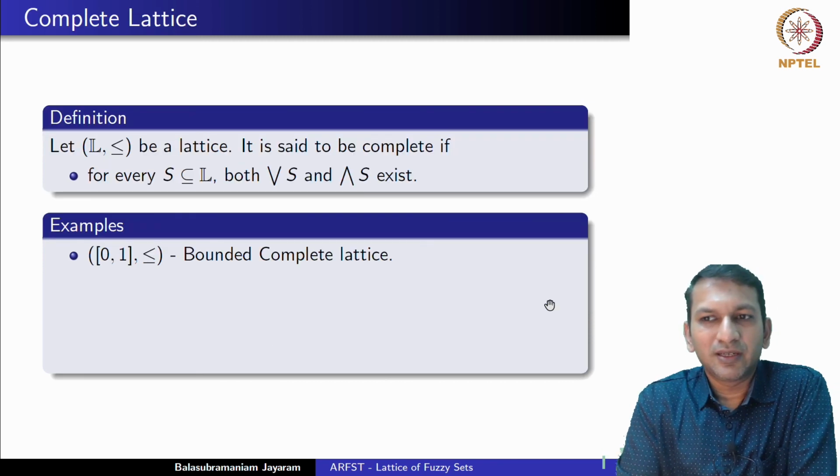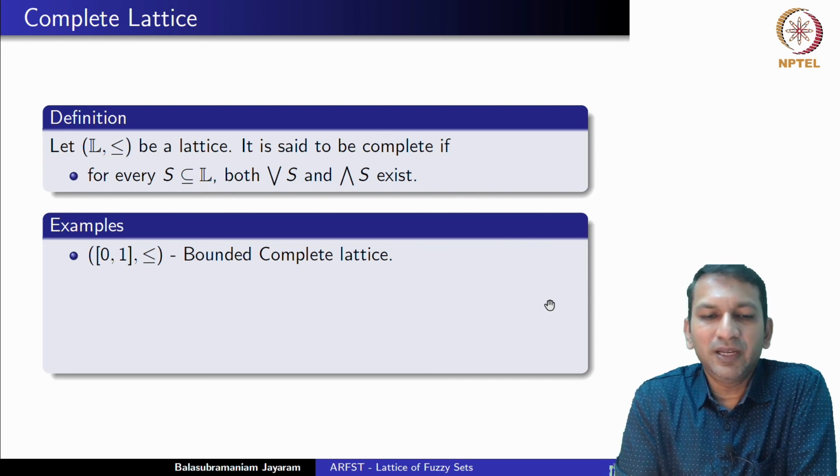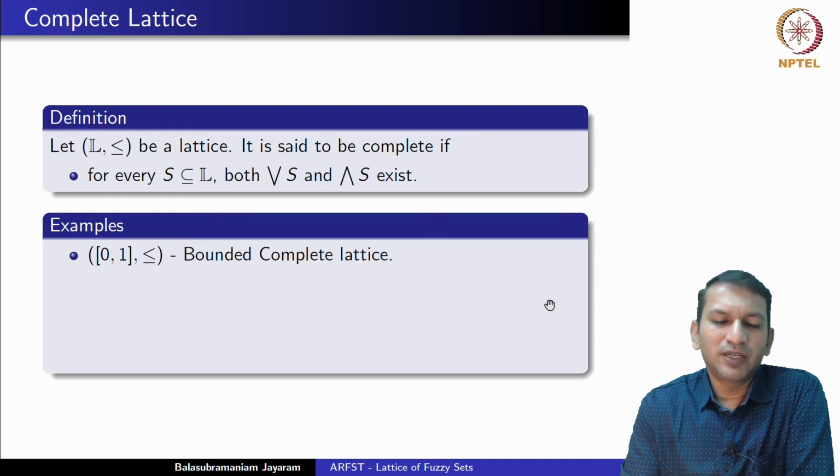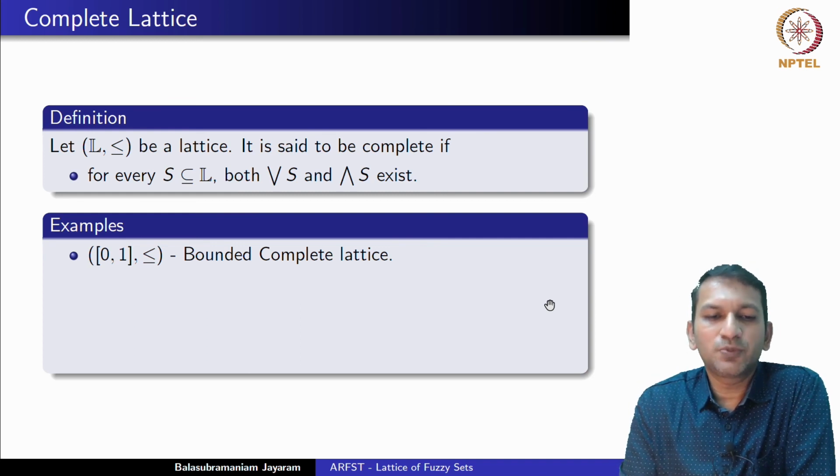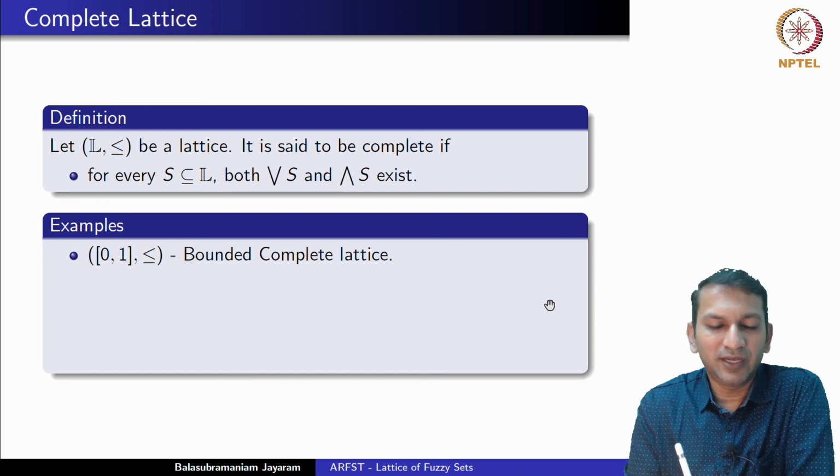Let us look at a special type of lattice called the complete lattice. A lattice is said to be complete if every subset S of L has both the supremum and the infimum. That means both the join of S and the meet of S exist. Let us for a moment consider the unit interval 0,1 with respect to the usual order. We already know it is bounded above by 1 and bounded below by 0. Also, it is a complete lattice. That means any subset of 0,1 we take has both the supremum and the infimum.